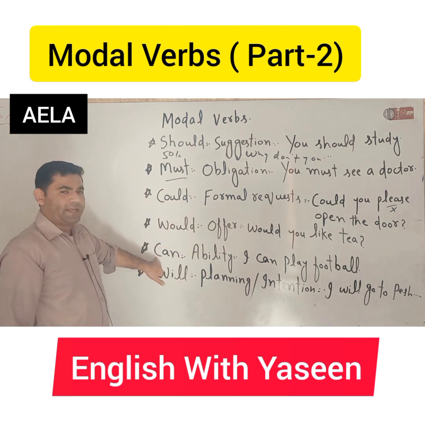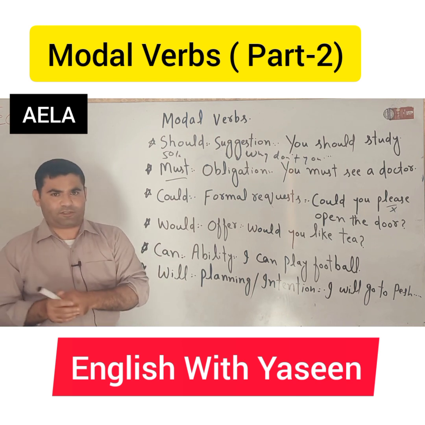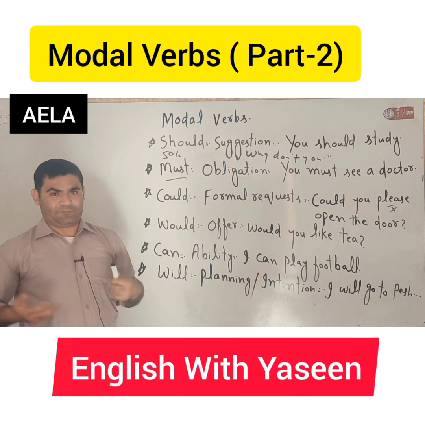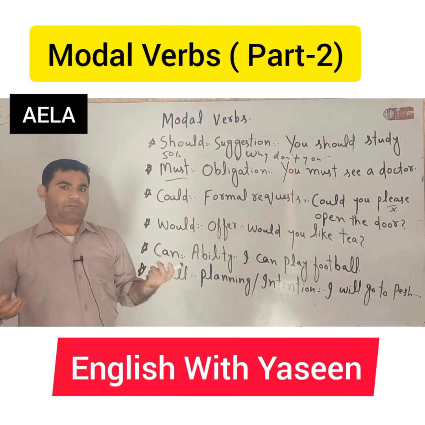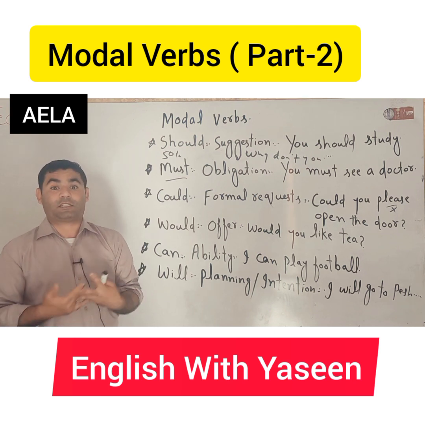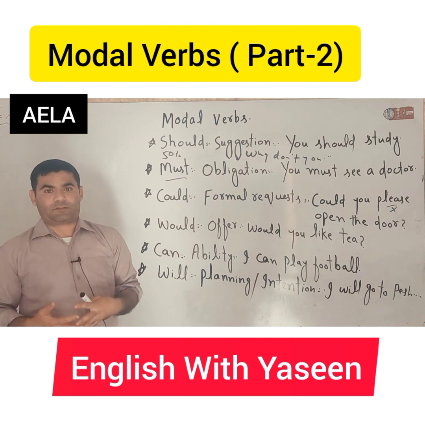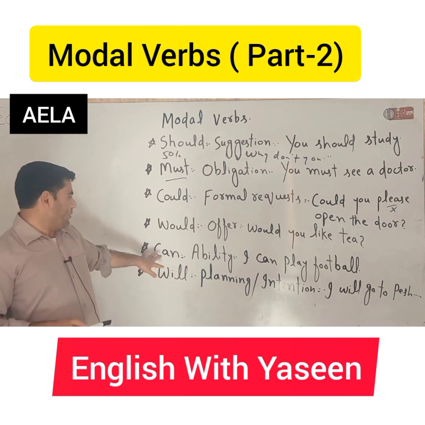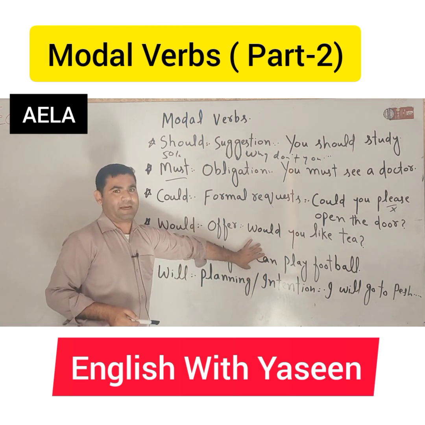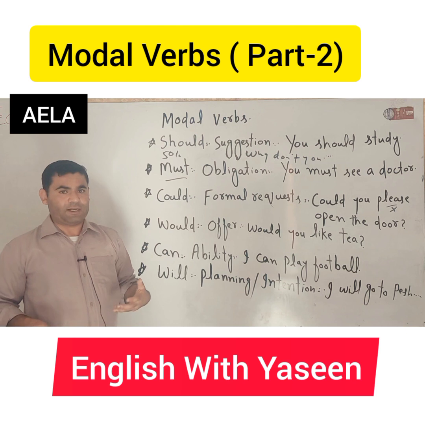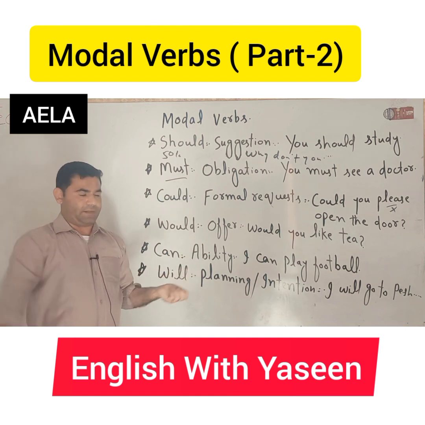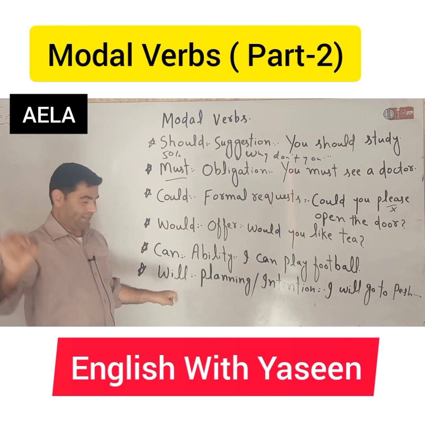Now can is used for ability. Presently I'm able to do something. For example, I can play cricket, I can swim, I can run. Presently I'm able to do that thing, okay? For example, I can speak English, I can speak Urdu, I can speak Pashto, I can speak Hindi, so that's my language ability. So we use can for abilities, like I can play football, so it's my athletic ability. Now which game can you play? Please just type in the comment section.